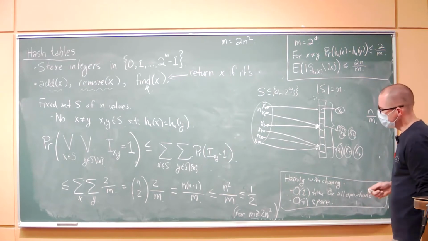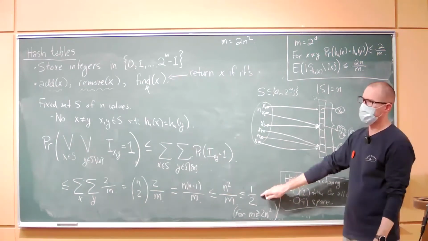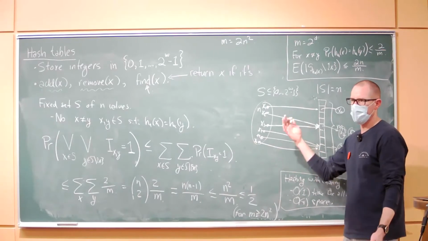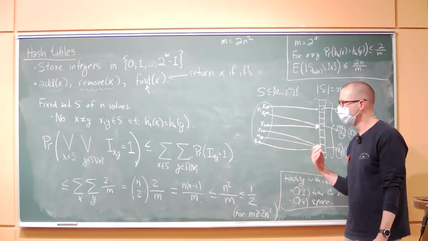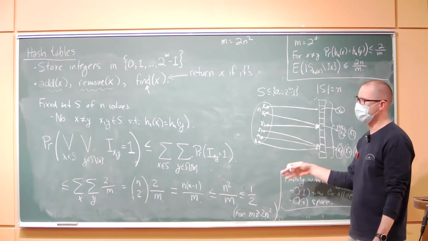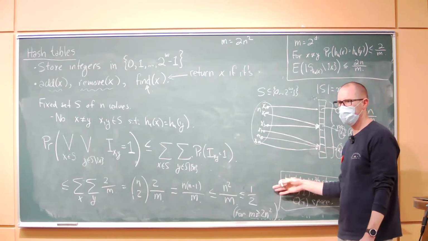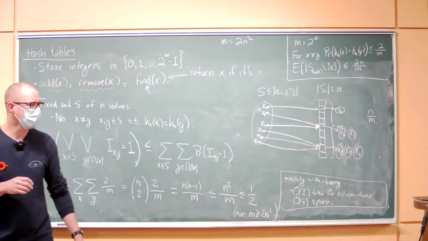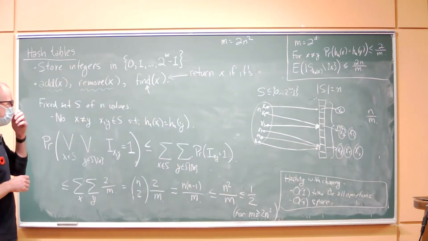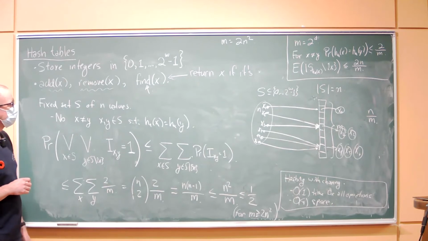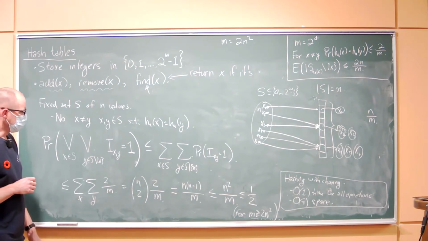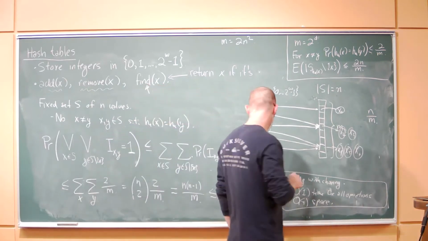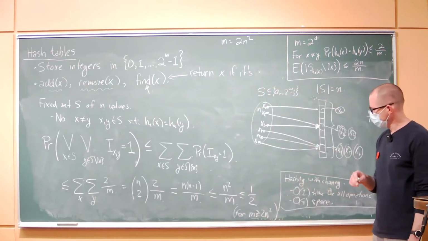On average, the first one has probability half of having this property. If it doesn't, then I pick another one. It also has probability half of having this property. So on average, I might have to pick 2 hash functions before I find one that has this property for this particular set S. Okay, well, that's not so exciting because I need such a big table here.